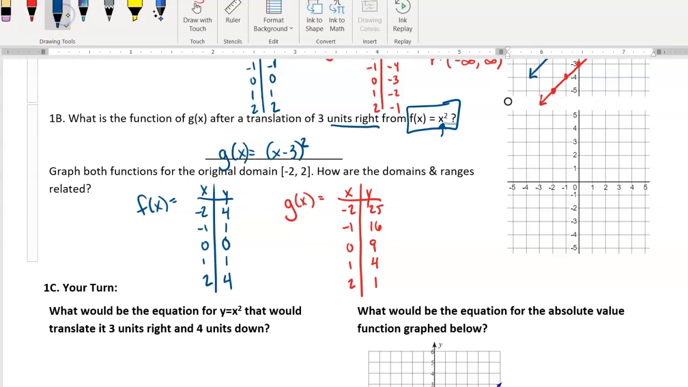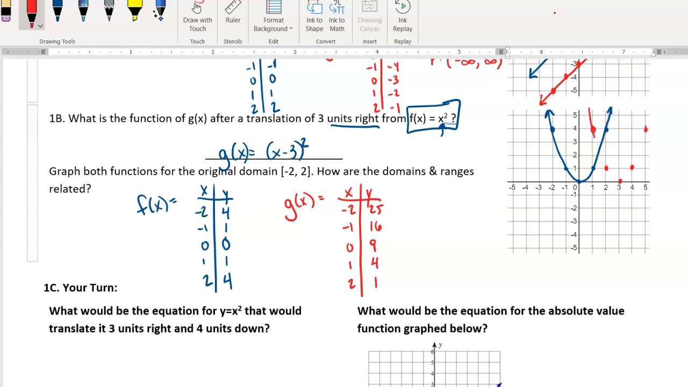Let's start with the blue graph. So we have -2, 4; -1, 1; 0, 0; 1, 1; and when x is 2, y is 4. Now with our red graph, the problem is -2, 25 doesn't even fit on our graph. In fact, even 0, 9 doesn't fit. It's not until we get to when x is 1, y is 4. When x is 2, y is 1. Now if I continued to pick points in our table, our graph would look like this.